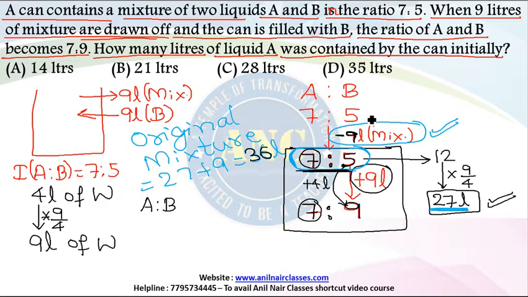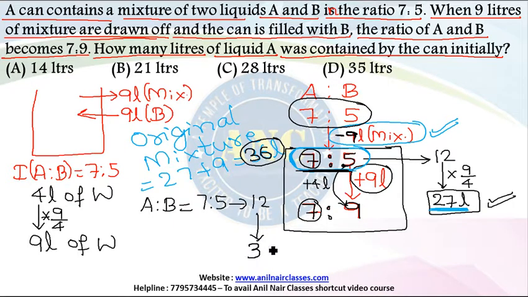According to the ratio, the total mixture is 7:5, which is 7 plus 5, 12. According to the question, the original mixture initially is not 12 but 36. 12 is becoming 36. Multiply by 3. They are asking how many liters of liquid A was contained by the can initially. A is 7 according to the ratio. That 7 also multiplies by 3. 7 into 3 is 21. The answer for this question is 21 liters.